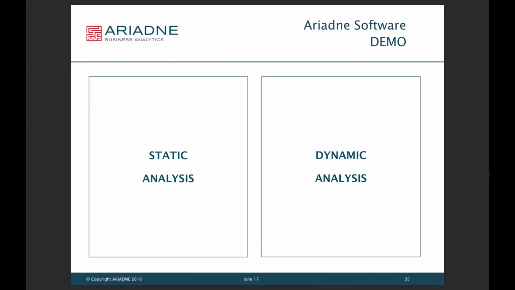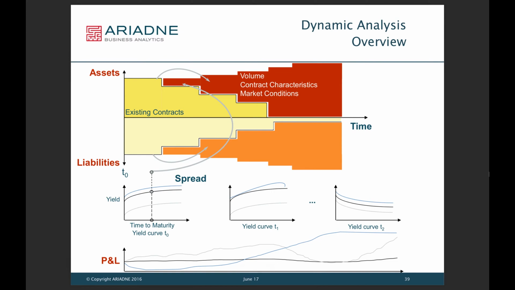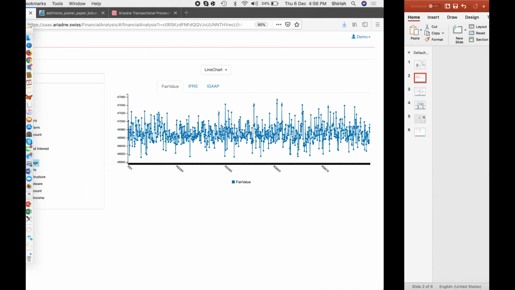This is the difference between what we call the static and the dynamic analysis. Static analysis is applying a market shock on an existing portfolio. This is what we had done in the previous demo case. What we call dynamic analysis is applying a market shock on a forecasted model that has new business volume.